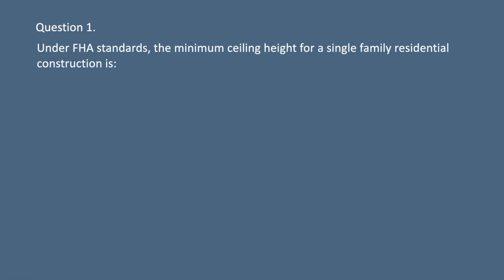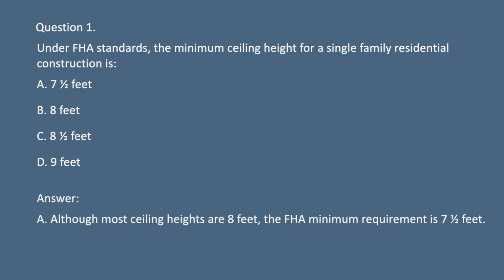Question 1. Under FHA standards, the minimum ceiling height for a single-family residential construction is A. 7.5 feet. B. 8 feet. C. 8.5 feet. D. 9 feet. Answer. A. Although most ceiling heights are 8 feet, the FHA minimum requirement is 7.5 feet.